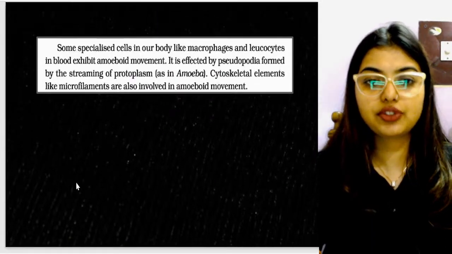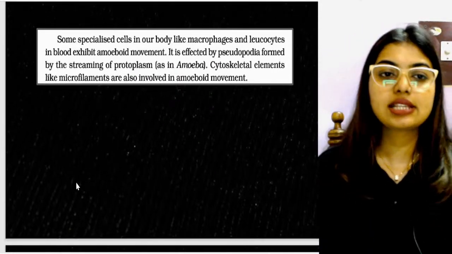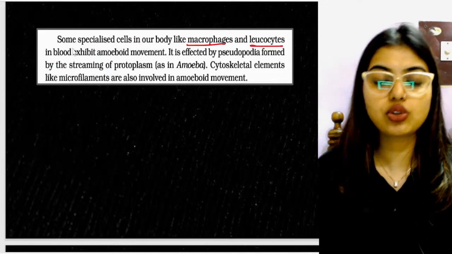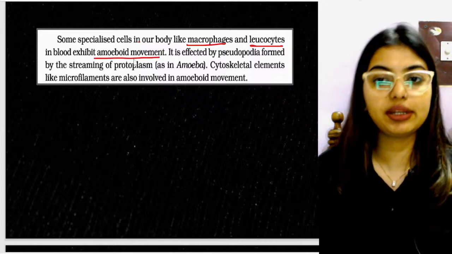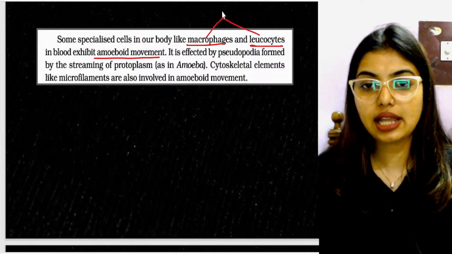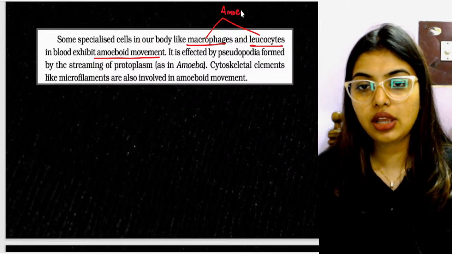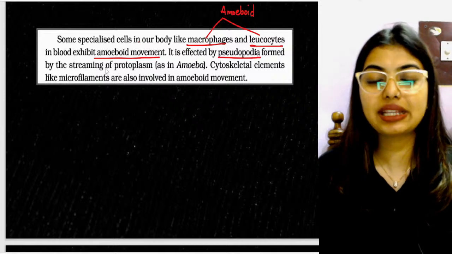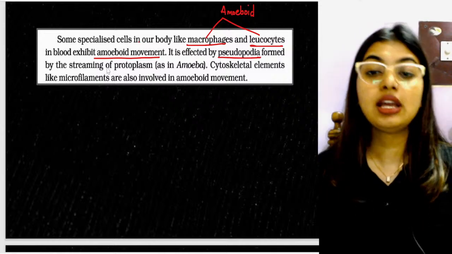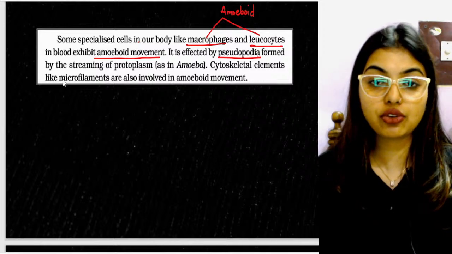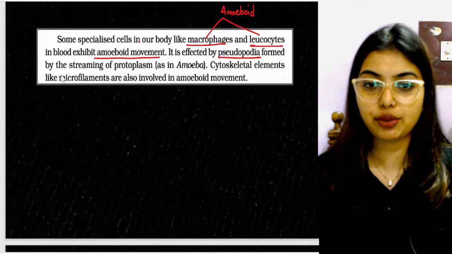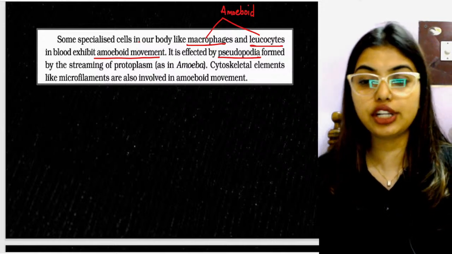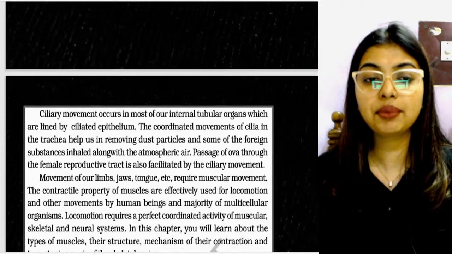Some of the specialized cells in our body, like macrophages and leukocytes in the blood, exhibit amoeboid movement. As I told you, these WBCs are going to do amoeboid movement. It is effected by pseudopodia formed by the streaming of protoplasm in your amoeba. Cytoskeleton elements like microfilaments, that is your actin, are also involved in amoeboid movement because of the sliding.